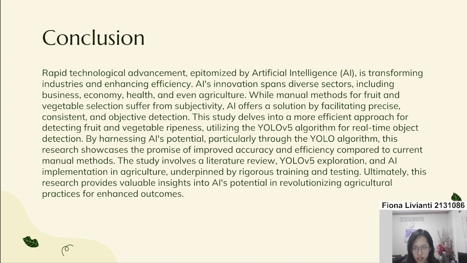By harnessing AI's potential, particularly through the YOLO algorithm, this research showcased the promise of improved accuracy and efficiency compared to current manual methods. The study involves literature reviews, YOLO V5 exploration, and AI implementation in agriculture, underpinned by rigorous training and testing. Ultimately, this research provides valuable insights into AI's potential in revolutionizing agricultural practice for enhanced outcomes.